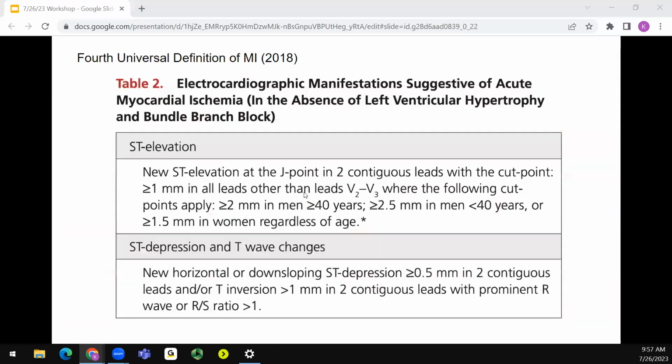All right, this is the ECG criteria for a STEMI. These are suggestive, not the end-all be-all. Basically, you have new ST elevations in V2, V3 based on your age and sex: greater than or equal to 2 millimeters in men over 40, 2.5 in men under 40, and 1.5 for women. And in any other lead, you need 1 millimeter in contiguous leads.